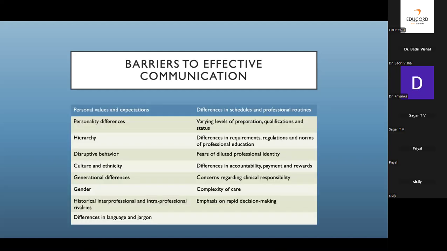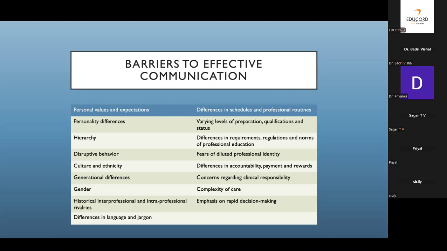Barriers to effective communication. There can be personal values and expectations. As I told you, people sometimes have their own egos to satisfy. They say that we are seniors, so everyone should come and discuss things with us. They should come every day to my chamber and report everything. All these things have to be taken care of while developing a proper communication channel. You cannot put your personal values and expectations in front of developing a proper channel.